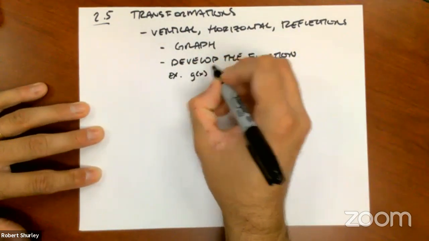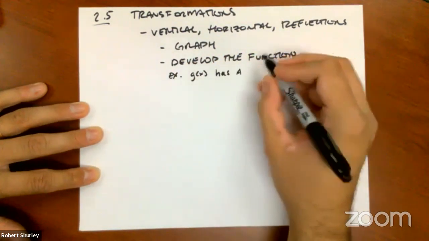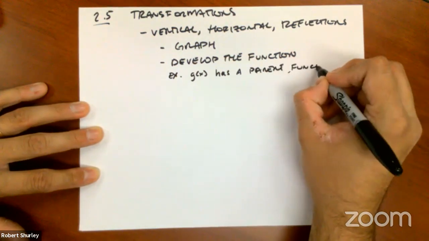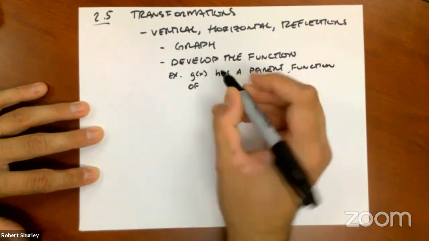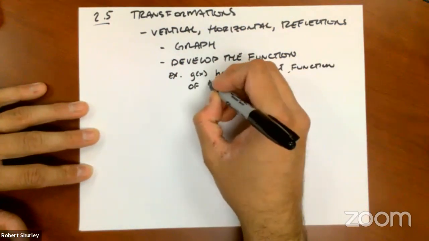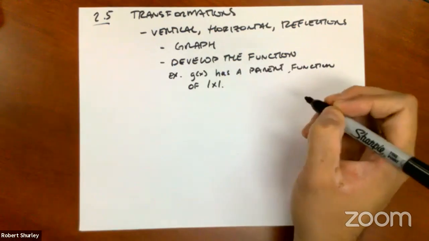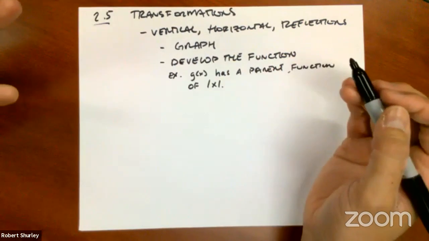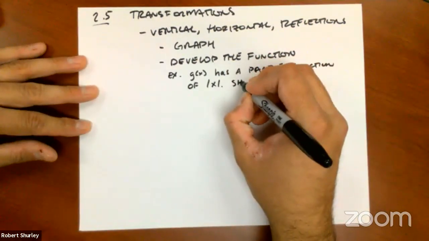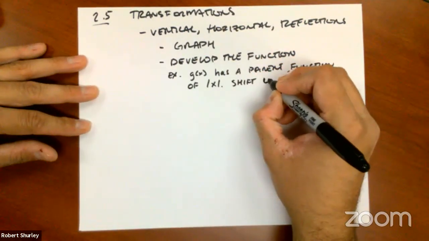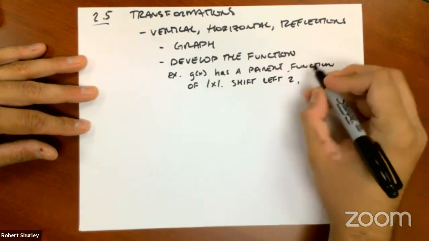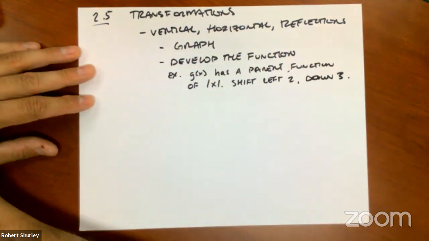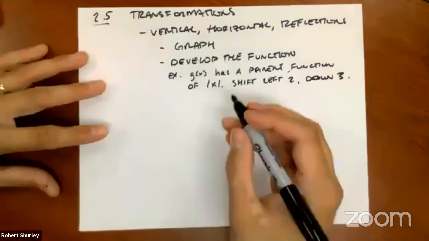g of x has a parent function of, let's say, the absolute value of x, okay? Now, I might say the absolute value parent function. I might not give you the equation. I might just say absolute value parent function. And it's shifted left 2 and then let's say down 3. So left 2 and down 3. And I want you to give me g of x.